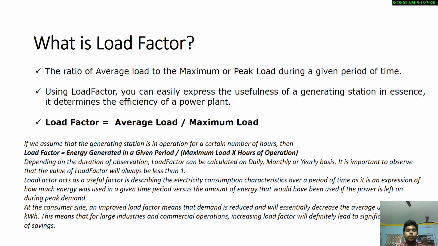at peak demand time. That was at the generation side. Now we are going to see the consumer side. An improved load factor means that demand is reduced and will essentially decrease the average unit cost of kilowatt hour. That is, the consumption cost can be reduced. This means that for large industries and commercial operations, increasing load factor will definitely lead to significant savings in the bill.